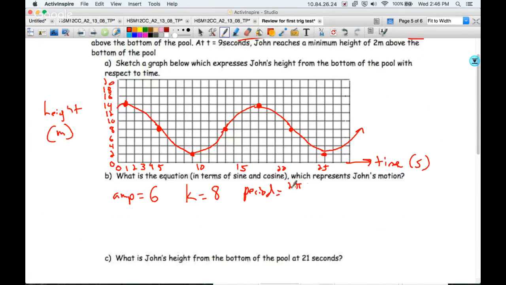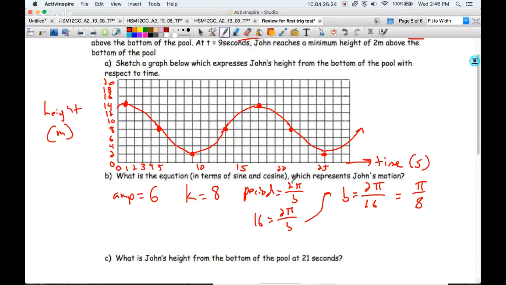So 2 pi over B. I can tell that the period of this is, let's see, it takes 8, and then another 8, 16 seconds. Yep, so every 16. So 16 equals 2 pi over B. Rearrange this. We got B equals 2 pi over 16, which equals just pi over 8.